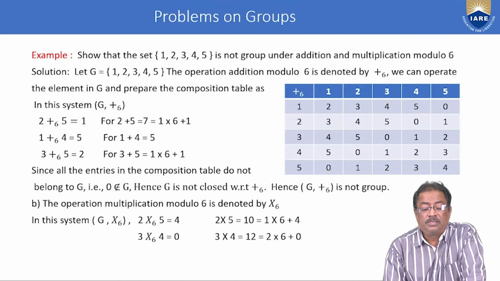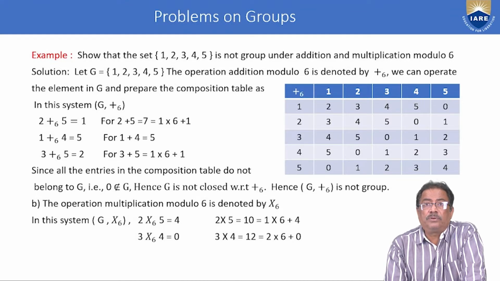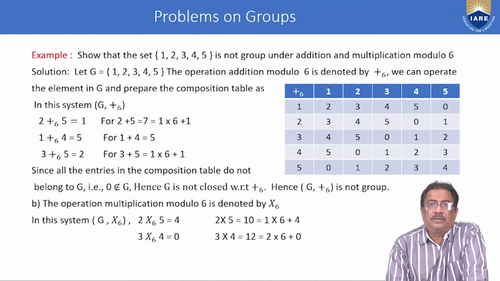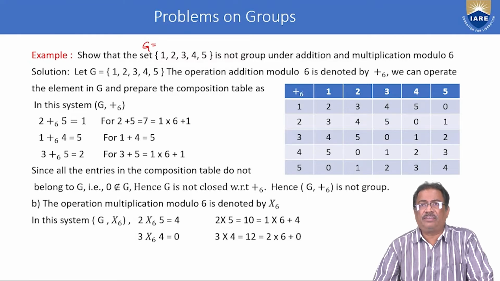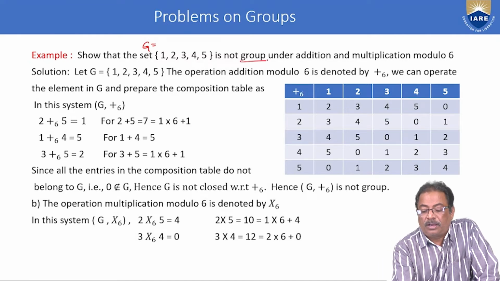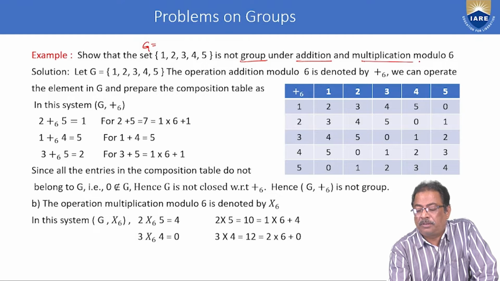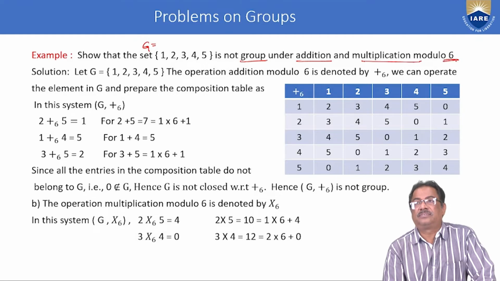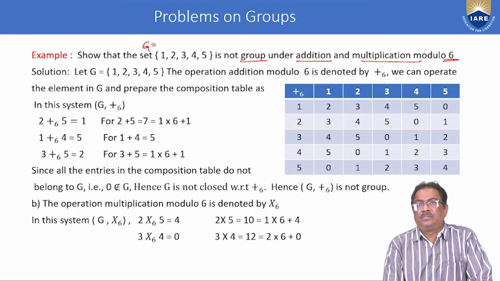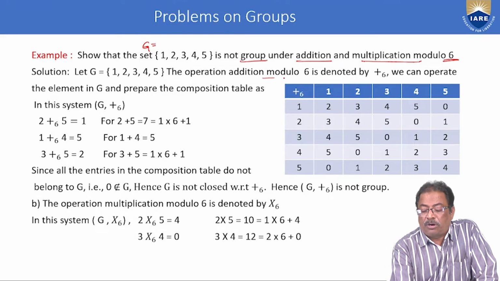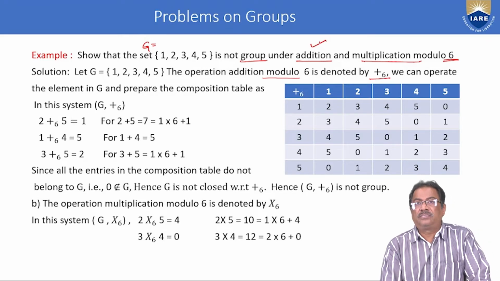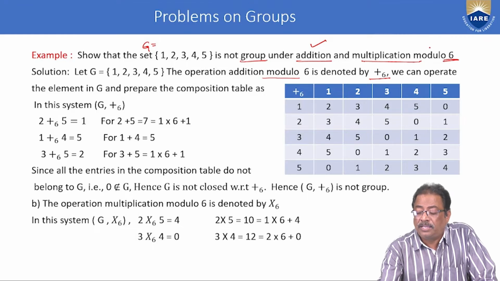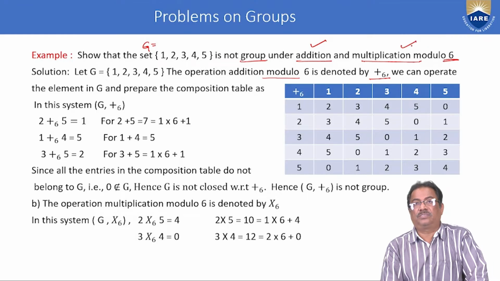Now let us go for the other example. One set is given. Show that the set G equals 1, 2, 3, 4, 5 is not a group under addition and multiplication modulo 6. First we are going to verify addition modulo 6. After that we are going to verify multiplication modulo 6.